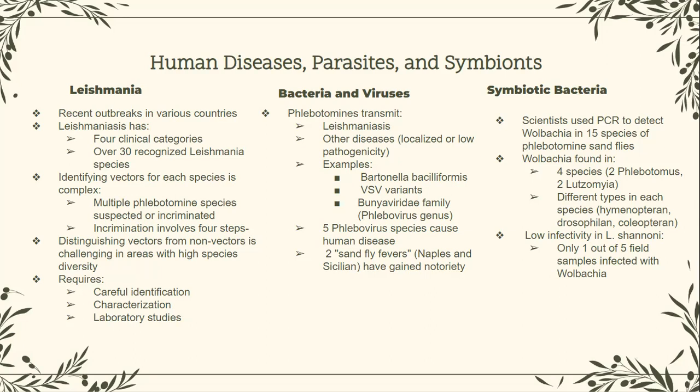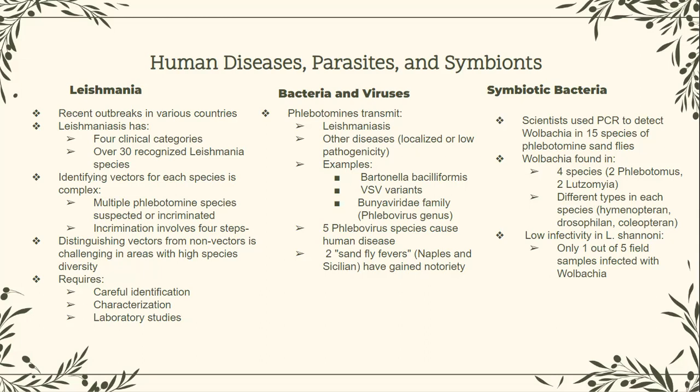So in some cases, a phlebotomine species may be guilty by association, indicating the vector. Distinguishing vectors from non-vectors is challenging in areas with high species diversity, requiring careful identification of sandflies and parasites, characterization of densities, human feeding affinity, and laboratory transmission studies.